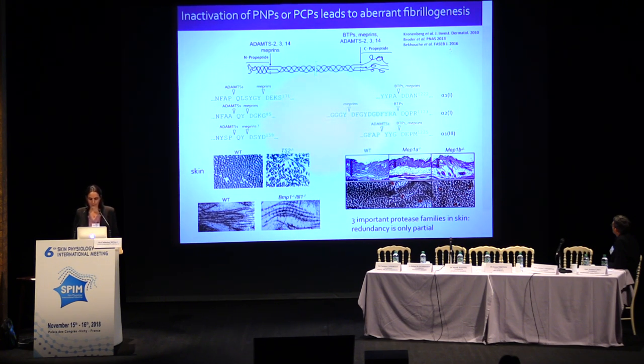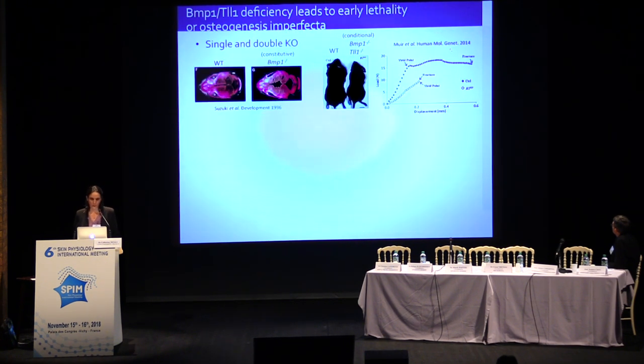However, the most severe phenotype is clearly observed in the BTP knockout, and the mice die very early with several defects. They die around birth or even before, and they have these defects in their skin, but also in the bones, in the heart, in the ventral cavity. So a conditional knockout mouse model has been developed by the group of Dan Greenspan.